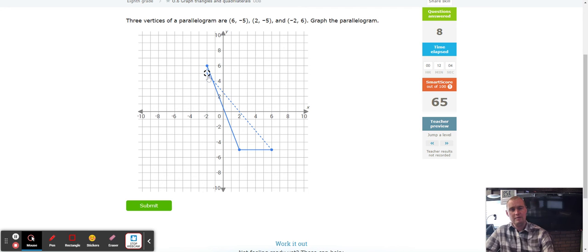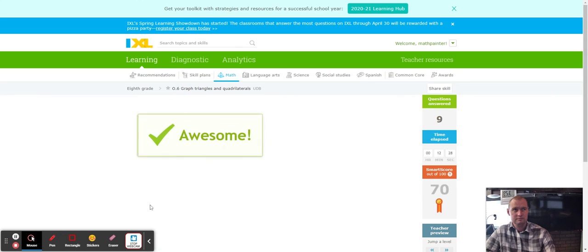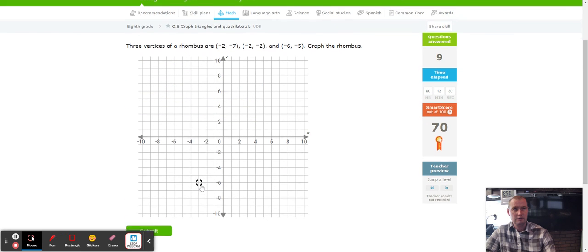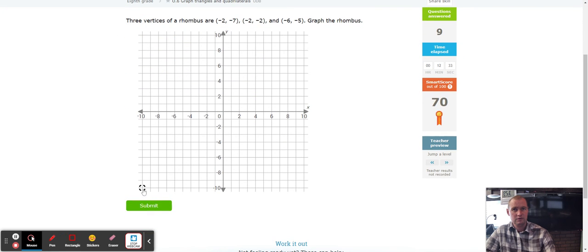And we need to create a parallelogram. I'm going to use this line that's flat down here. So if I use this line that is flat, or what I would call horizontal, 1, 2, 3, 4 units long. What about just doing this up here 4 units long? 1, 2, 3, 4. And there we go. We got a parallelogram. Smart score is 70. We're just getting there.